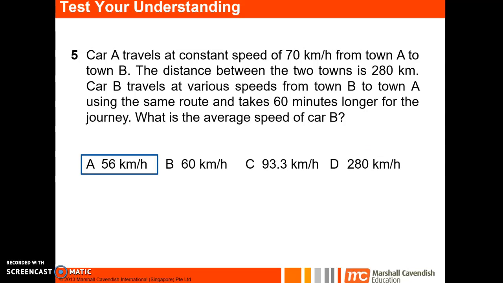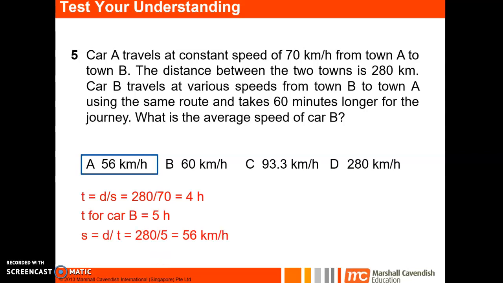Step 1, calculate the time taken for car A. Using the triangle formula, time equals distance divided by speed. Use 280 divided by 70, you get 4 hours. So what does this tell me about the time taken for car B, which is 1 hour longer? It will have to be 5 hours. Now using the formula for average speed, total distance divided by total time taken, you should get 56 kilometers per hour.